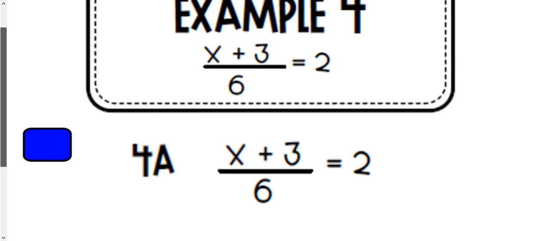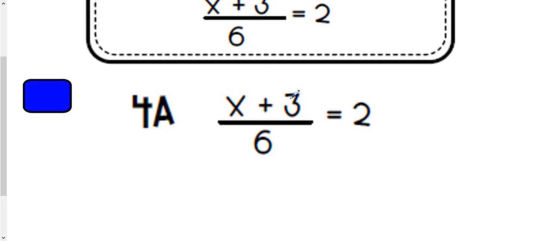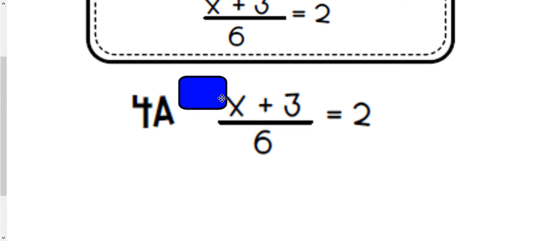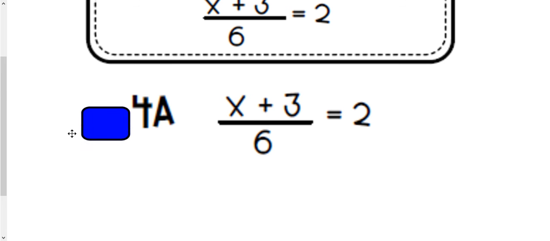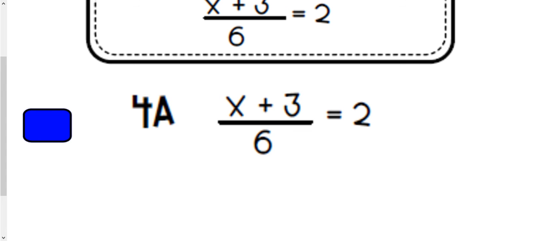All right, now we have x in the numerator. So we have x plus 3 divided by 6 is equal to 2. So let's think about that. Remember, the fraction bar is a grouping symbol, so these go together. So this is being divided by 6, so we need to multiply by 6. So we're going to multiply each side by 6.